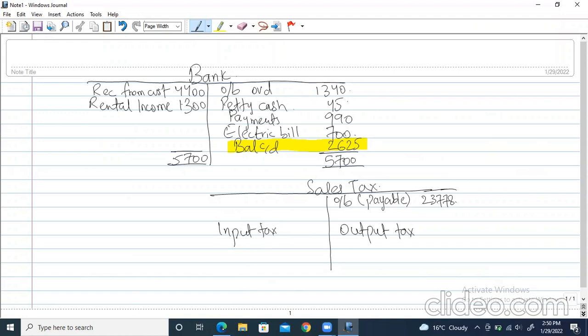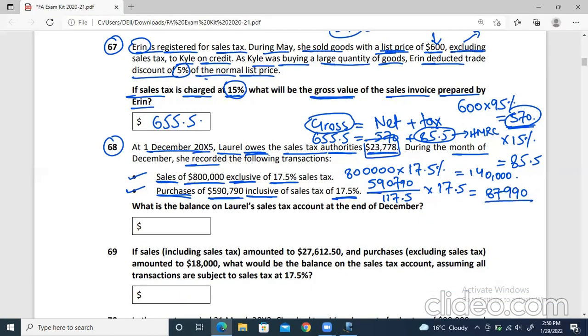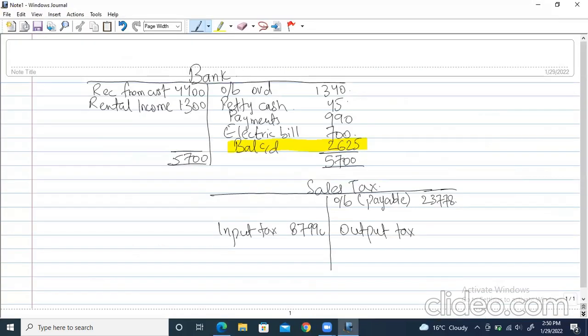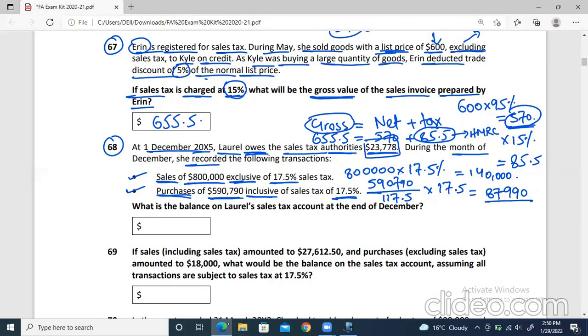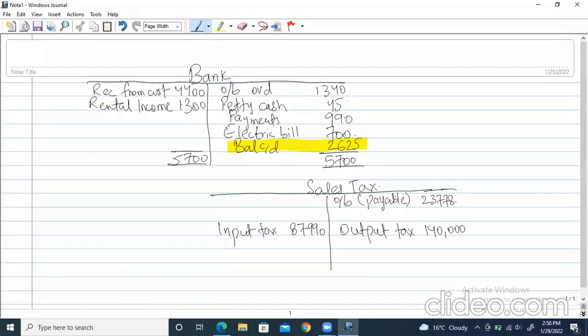Now the input tax we calculated is 87990. This is the purchase one, and the output tax, I think it was 140,000, right? Yeah. Great. So we have done both the output as well as the input, and the opening balance as well. Now simply balance the accounts.